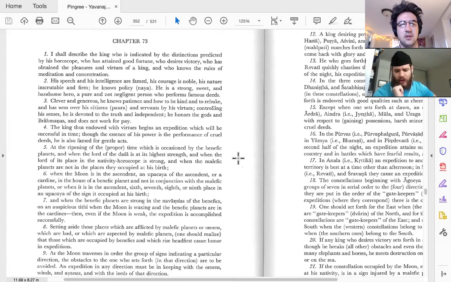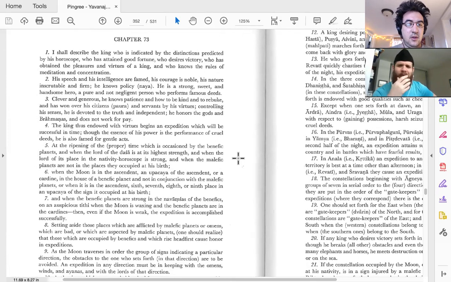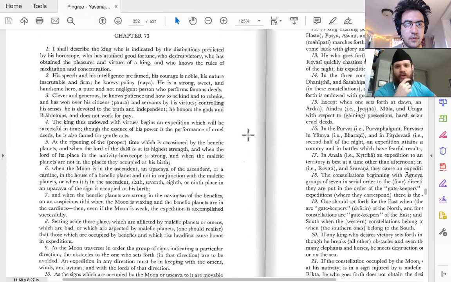Okay. Chapter 73. We start off with a very different type of chapter. This is a very different introduction. We start reading about the king, and it reads more like a novel than anything else in the first shlokas. So it's basically things a king should do.